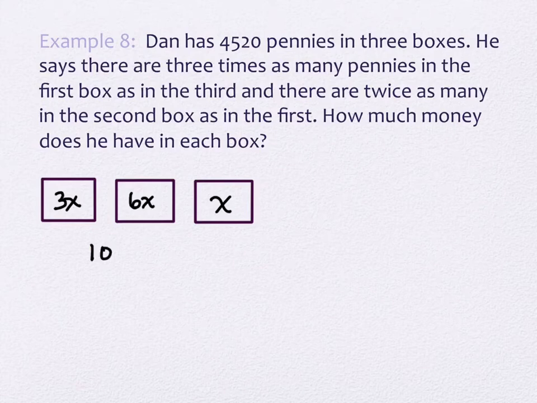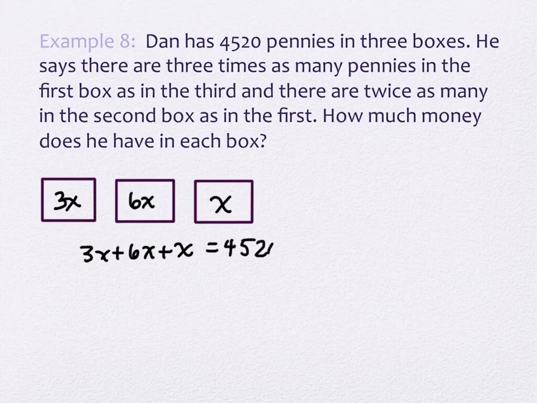10. There are 10 x's if I add these boxes together. Maybe I'll just do that for the sake of saying that we did. 3x plus 6x plus x, all my 3 boxes, equal the 4520. And that's 10x equals 4520. Whoops, left the 2 out. There we go. So what would I do then to find out what value x holds?